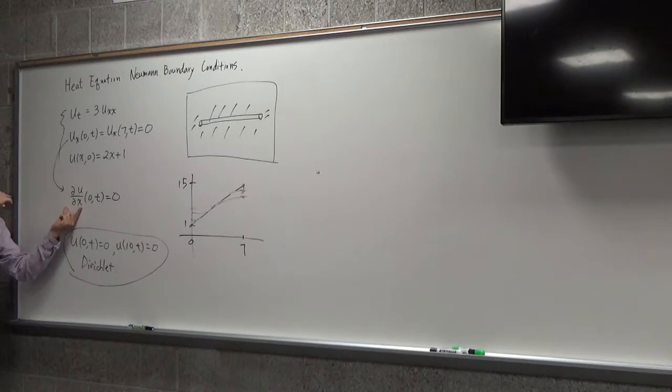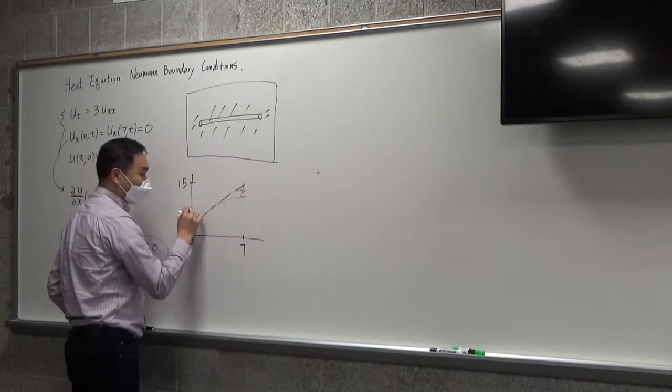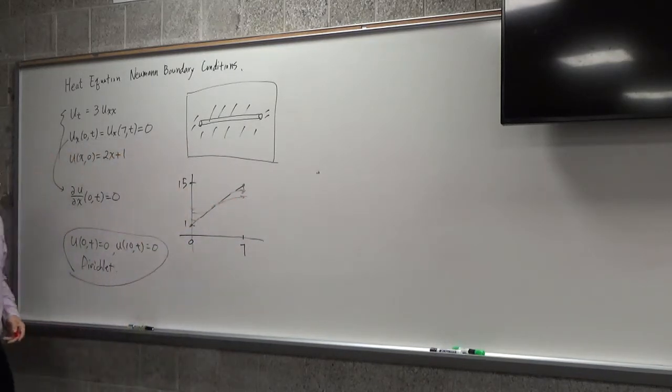That means the tangent line is flat. It's horizontal, right? So it just is a condition to describe what's happening at the endpoints. Another way to say it is that there's no heat going through the endpoints. That's how people try to describe this.